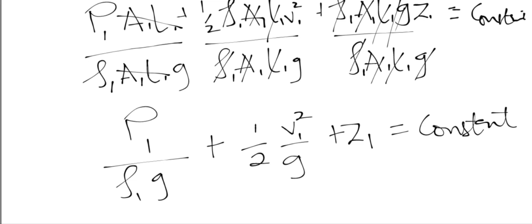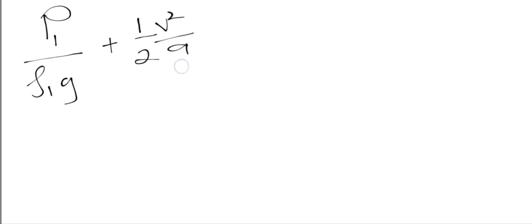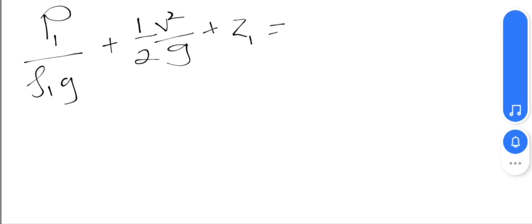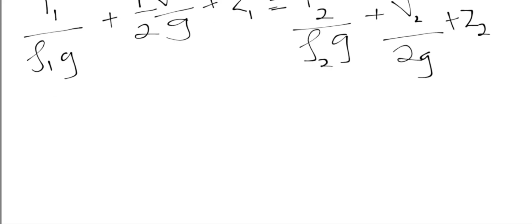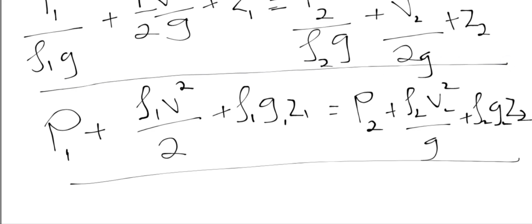That's to say the same summation of the parameters at the inlet is the same at the outlet. Let's denote the outlet with the subscript 2. What will this equation look like then? It will be P1 over rho 1 g plus a half V1 squared over g plus Z1 is equal to P2 over rho 2 g plus V2 squared over 2g plus Z2. If you leave this as your Bernoulli's equation, it suffices. Let's arrange it to be the same as the expression given at the start, by multiplying through by rho g. This one or the one above are both expressions of the Bernoulli equation.